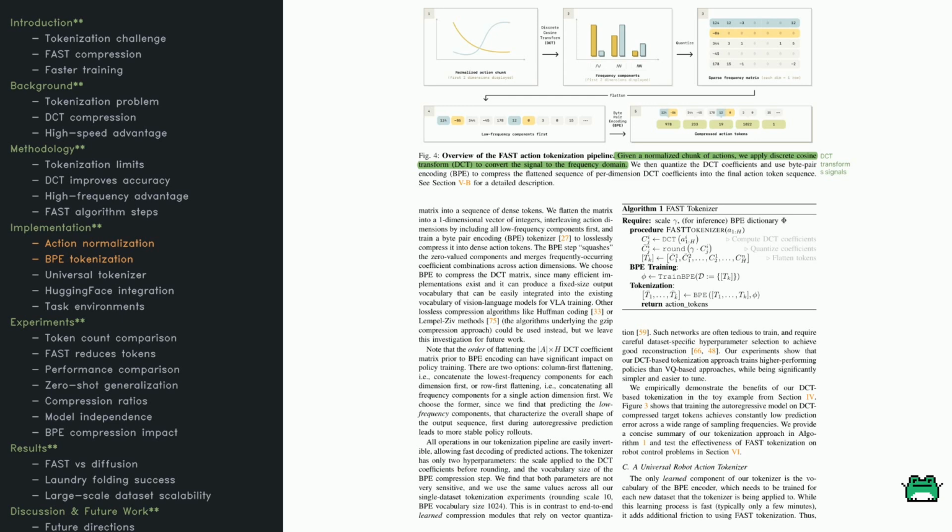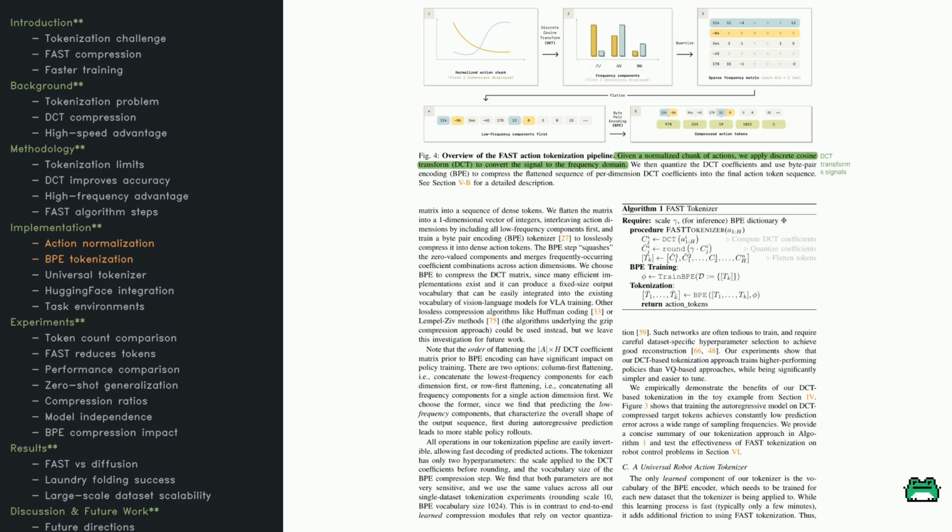After that, you flatten out the coefficients into one long vector, placing the low-frequency components first because they capture the bulk of the motion. Finally, you apply byte pair encoding, or BPE. Originally a text compression technique, BPE merges frequently repeated elements into a single token. Here, that means any repetitive patterns in the action data get consolidated.